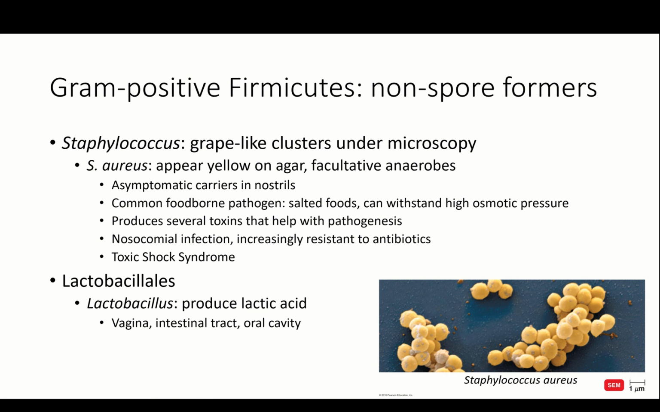The next group within the firmicutes is our non-spore formers. The first of this is going to include Staphylococcus. They will appear, as the name tells you, like grape-like clusters under the microscope. The most famous of this is Staph aureus, which will appear yellow on the agar. If you remember from chemistry, the periodic table, the abbreviation for gold is Au. And that's because when you grow this on a blood agar plate or many different kinds of agar, the organism grows with this pretty golden pigment. And so that's where it gets its name.